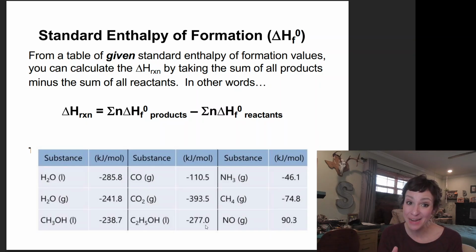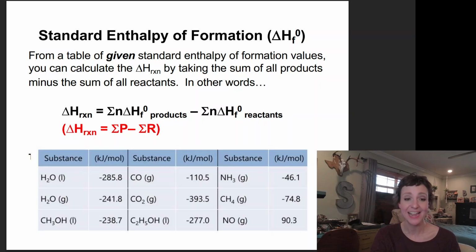So from this table of given standard enthalpy of formation values, I can calculate the delta H of the reaction by taking the sum of all of my products minus the sum of all of my reactants values from the chart, okay? Y'all are like, oh my gosh, this is a lot going on here. Yes, I like to abbreviate this because there's lots of bubbles and subscripts and things. I just write the sum value with the P minus the sum value of the R. That makes a lot of sense to me.